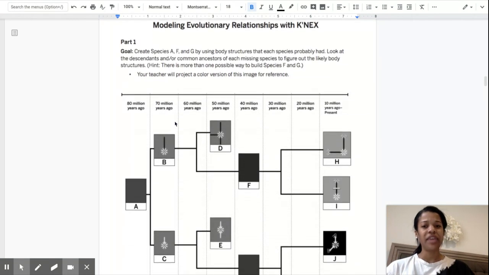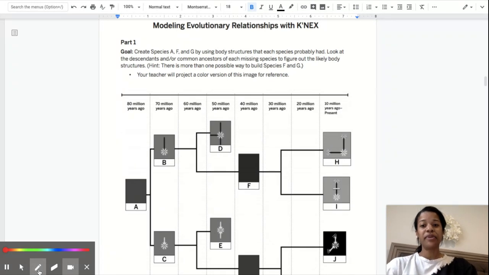So now let's look at this evolutionary tree. Part 1, create species A, F, and G by using body structures that each species probably had. Look at the descendants and/or common ancestors of each missing species to figure out the likely body structures. Hint, there is more than one possible way to build species F and G.